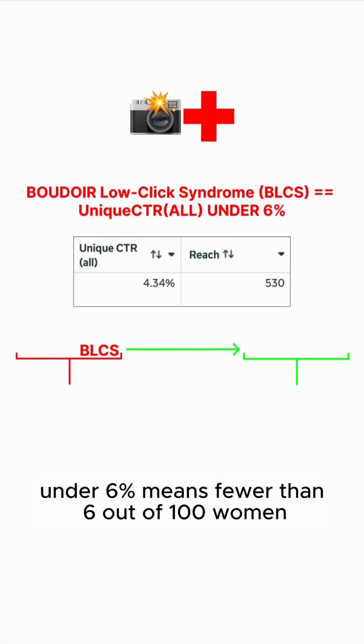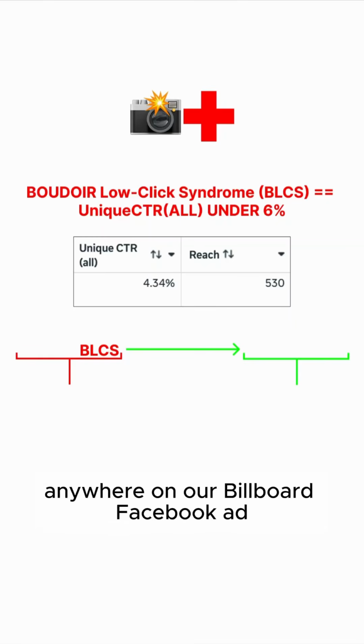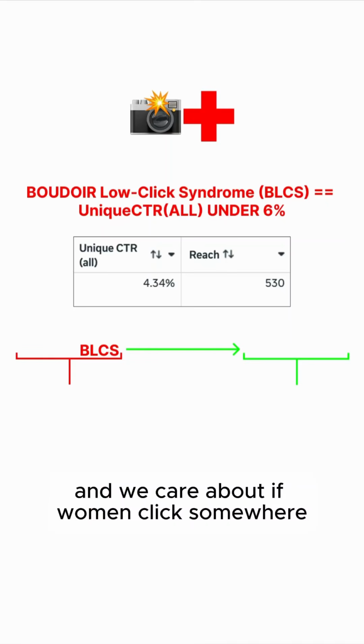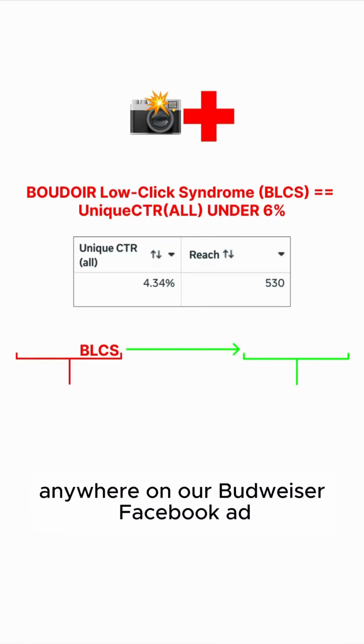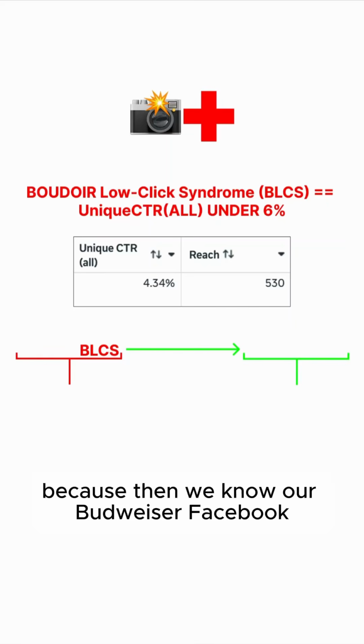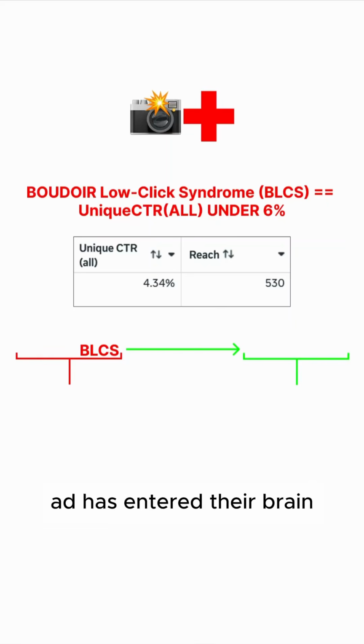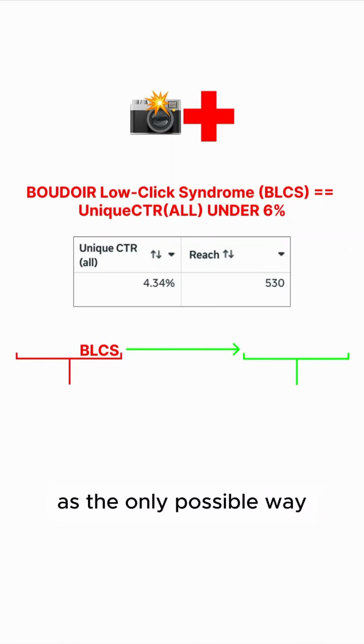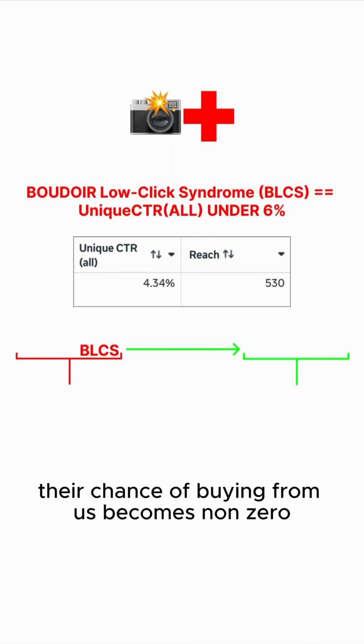Unique CTR under 6% means fewer than 6 out of 100 women are clicking somewhere, anywhere on our Boudoir Facebook ad. Basically, it's the number of non-scroller buyers. And we care about if women click somewhere, anywhere on our Boudoir Facebook ad because then we know our ad has entered their brain. And that is the only possible way their chance of buying from us becomes non-zero.